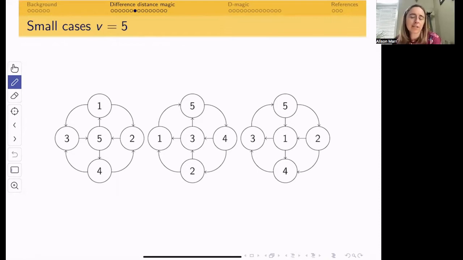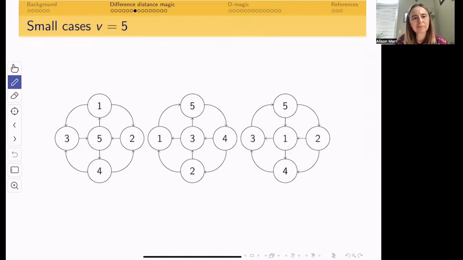And so it turns out that these 3 examples here are the only 3 examples for 5 vertices. These are all the same graph, a couple of different orientations of this wheel, which I call W4, with 4 vertices on the exterior. And so these are our smallest examples of DDMOGs, difference distance magic oriented graphs. So no bidirectional edges here. We'll talk about adding those in just a moment.